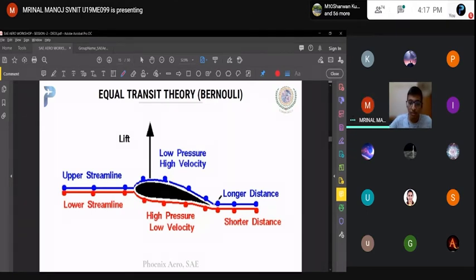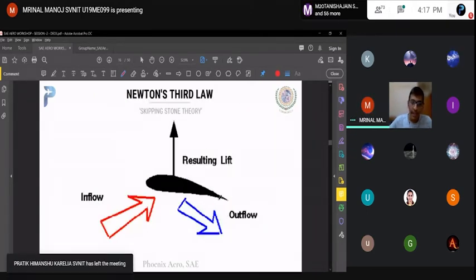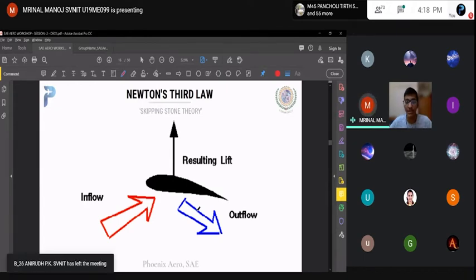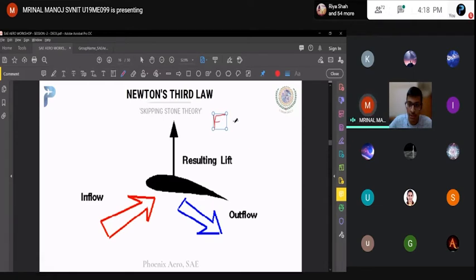Now moving on to Newton's third law. Newton's third law looks pretty promising, as it actually explains how a paper plane or a flat plate flies, because it deflects the air, bounces off the air, and generates lift. Now the thing is that lift is a force. So force is equal to m dv by dt.